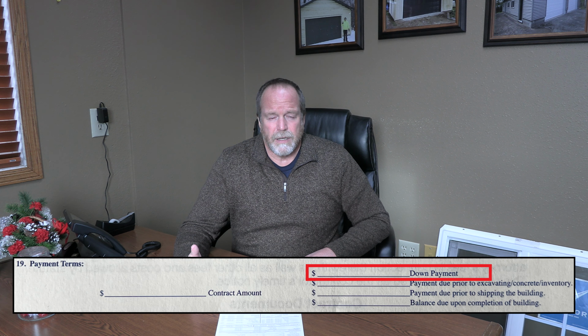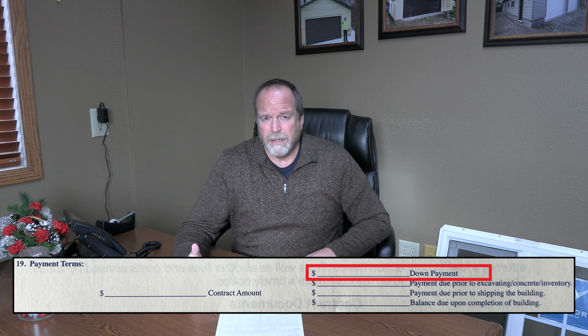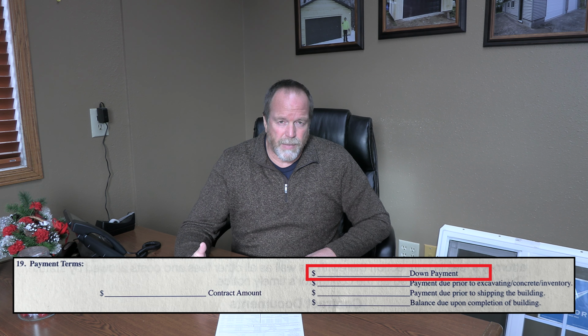Now we start with a down payment. A down payment for us is 10% of the contract amount. That is the amount that is paid to lock in the contract, lock in the pricing, and get the ball rolling, so to speak. Nothing really happens at that particular point. It's just a down payment to hold numbers, and we can analyze the contract, see what we have to get and do.